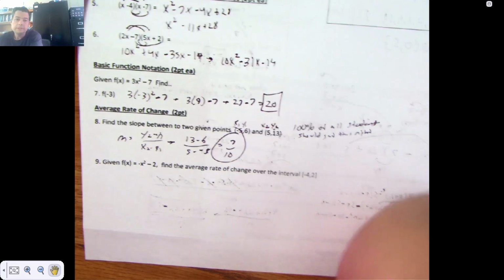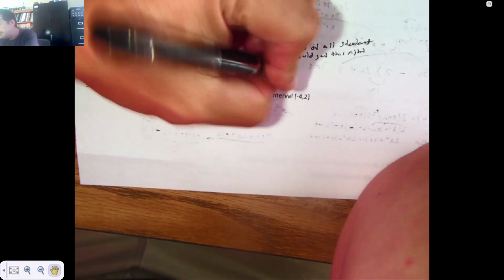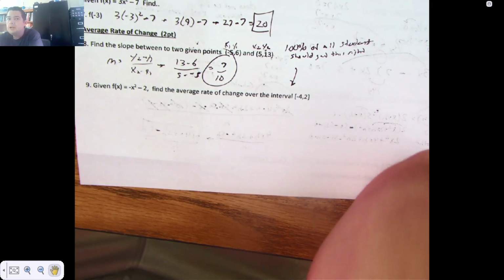13 minus 6 is going to be 7. 5 take away negative 5 is 10. 7 tenths. This one right here too. Everybody should get that. It is slope. It's the same thing. Granted, you have a formula. F of B minus F of A, sitting pretty over B minus A.